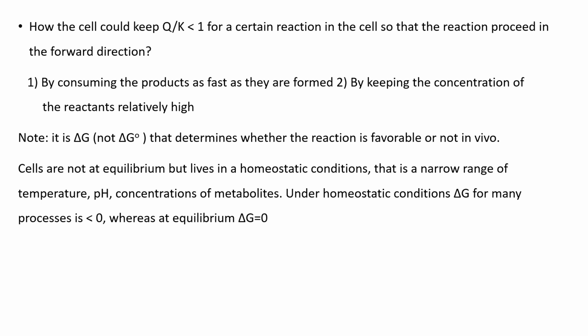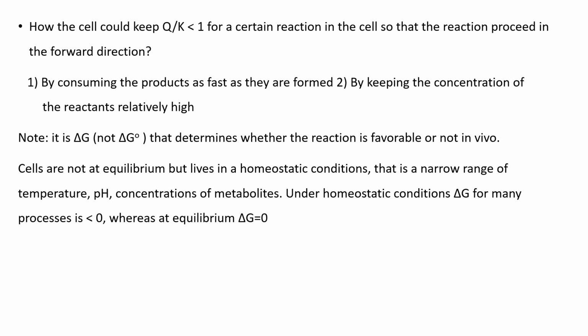How can the cell keep Q divided by K lower than 1? How could the cell keep the products at a low concentration, so that Q divided by K will be lower than 1? How could the cells make the reaction proceed in the forward direction? The cell can do this by consuming the products as fast as they are formed, and or by keeping the concentration of the reactants relatively high. These two factors will make the reaction proceed in the forward direction, or in the direction of formation of products.